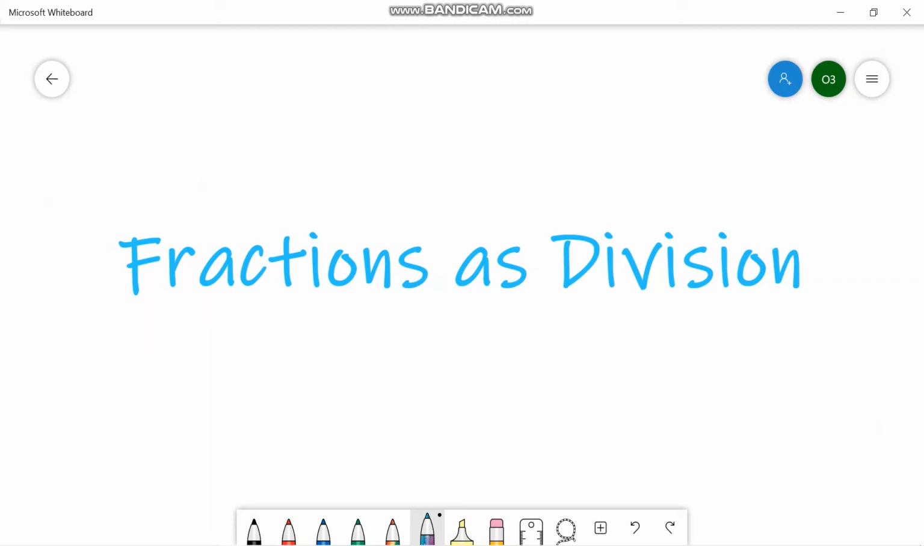Today our lesson is fraction as division. So we will only focus on two concepts. First, we're going to look at fractions as division, and the second one, division expressions as fractions. So you will see the relationship between these two, division as fraction and fraction as division. So let me show you an example.